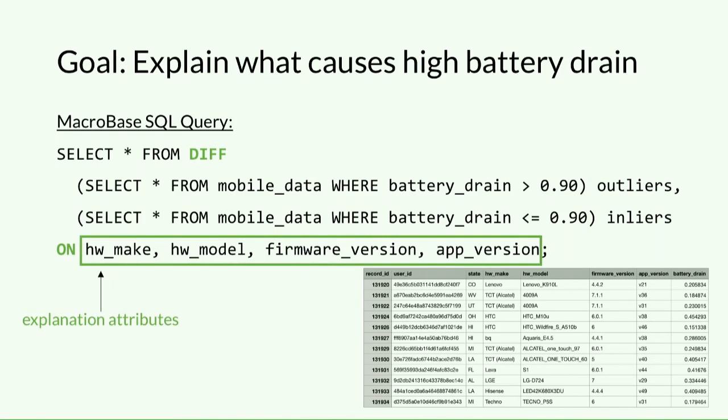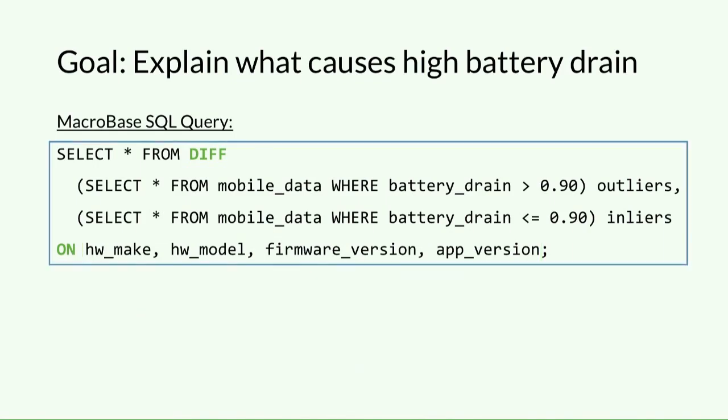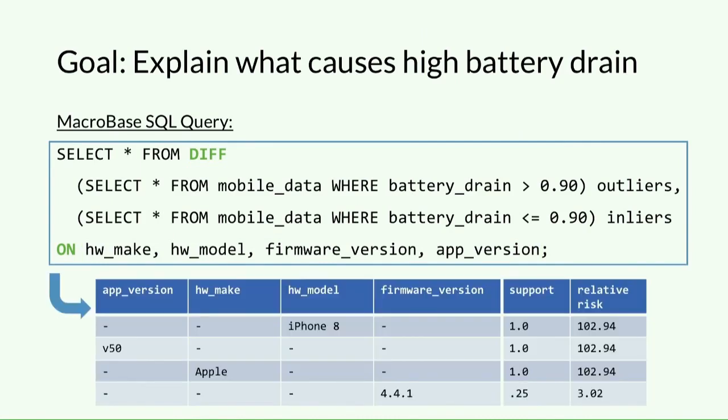So once I've constructed this query and I run it, right, that's the query end to end, pretty simple. What it will return to me is a table of results that looks something like this, right? So now I've got my four attributes, app version, hardware make, hardware model, and firmware version. And then I've got these two additional columns on the side that are basically metrics about these explanations, right? Support and relative risk. And I'll explain them in just a second.